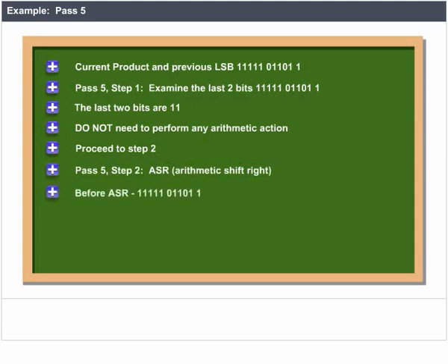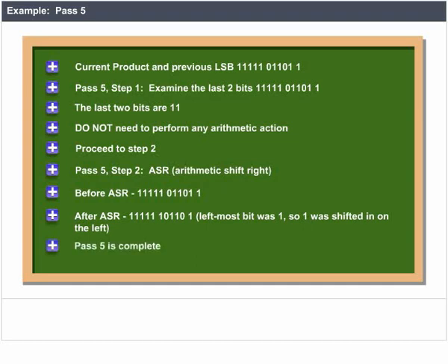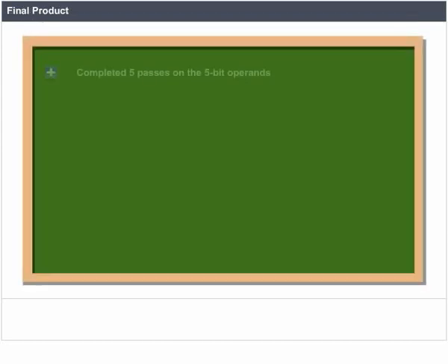Before ASR, 11111, 01101, 1. After ASR, 11111, 10110, 1. Leftmost bit was 1, so a 1 was shifted in on the left. Pass 5 is complete. Final product.